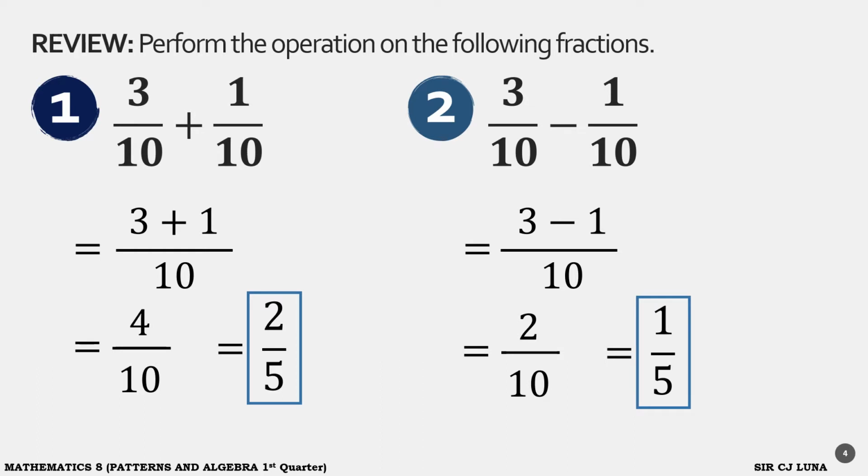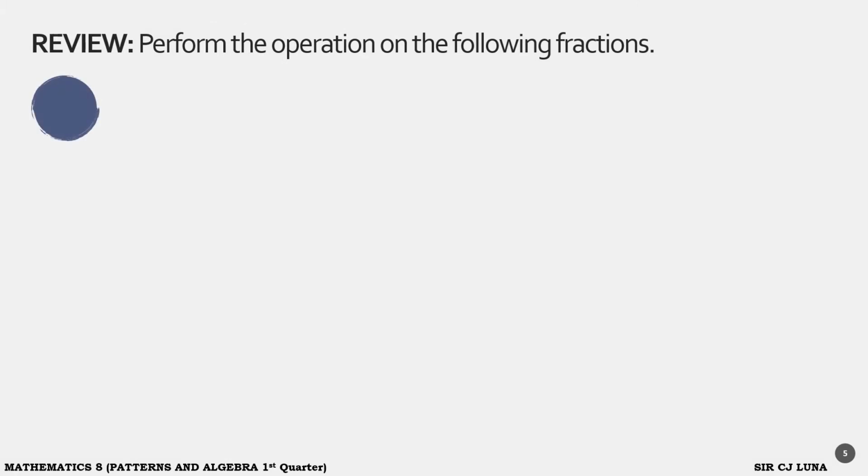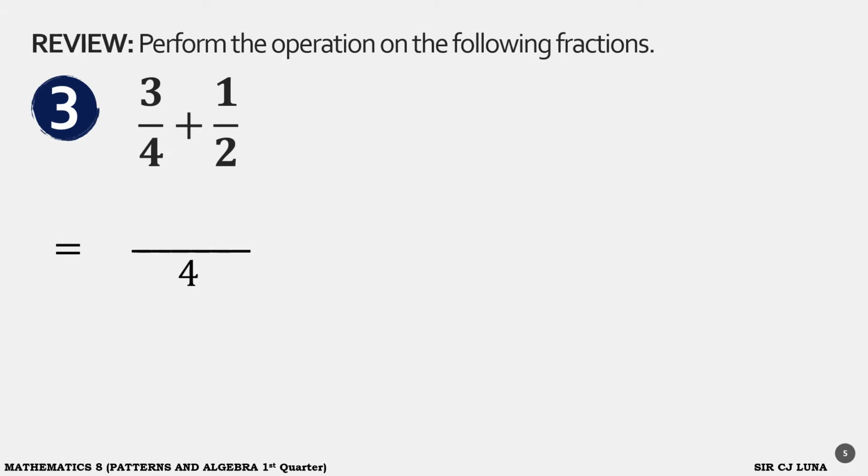So, ganun na kasimple mag-add or mag-subtract ng mga fractions na may parehong denominators. Paano kung hindi sila pareho ng denominator? Tingnan natin. Item number 3. 3 over 4 plus 1 over 2. Dito, ang ating dalawang fractions ay hindi na pareho ang kanilang denominator. Kapag kaganon, ang gagawin natin ay hahanapin muna yung kanilang LCD. Ano ang LCD ng 3/4 at 1/2? Ano ang LCM ng 4 at 2? Okay, very good. It's 4.